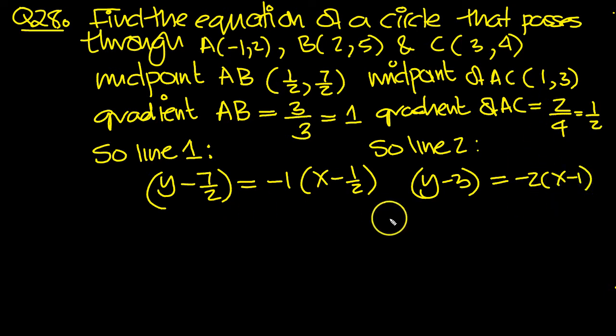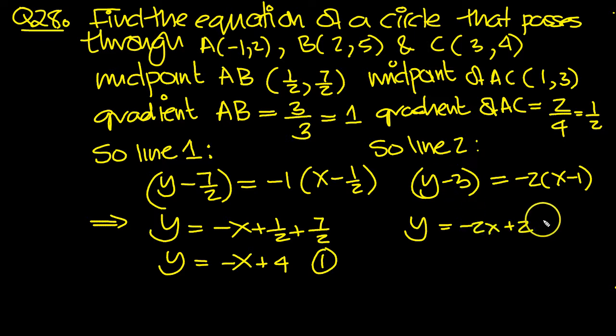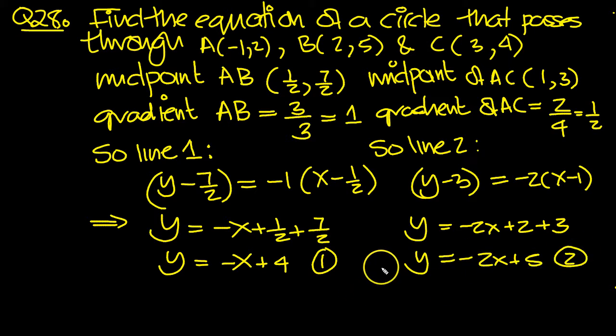So these are our two lines. They intersect at the center. So this tells us then that y is equal to minus x plus a half plus 7 over 2. So y equals minus x plus 4. All I did was move the minus 7 over 2 to plus, expanded this bracket and got plus a half. 3 and a half plus a half is 4, so that's equation 1. This one, minus 2x plus 2, move the minus 3 over to plus 3, so y is equal to minus 2x plus 5, and that's equation 2.